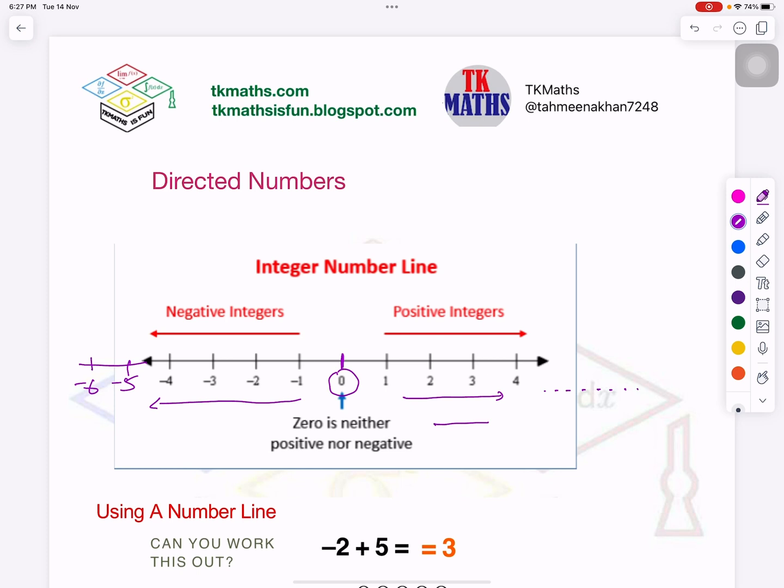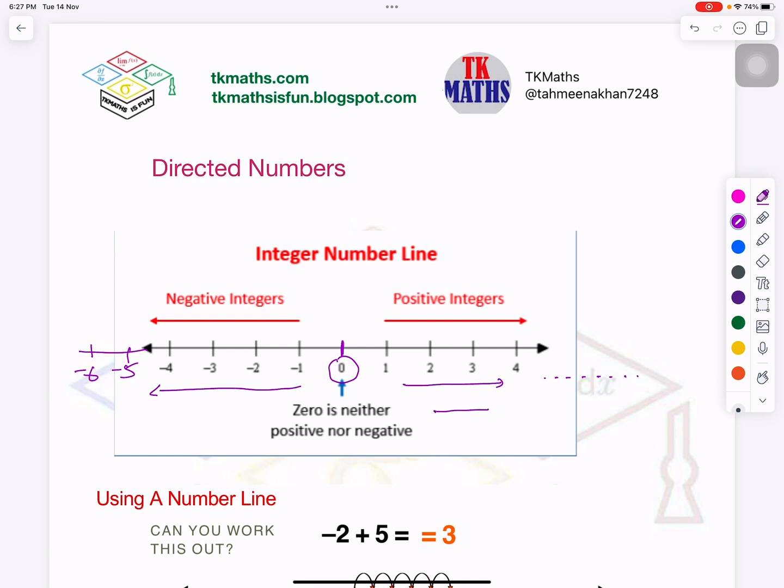0 is not called positive or negative. You should understand this. 0 is just 0. Neither is it counted as a positive number or a negative number. Now, in this video, we will see how to add or subtract numbers. So I have taken one example here.